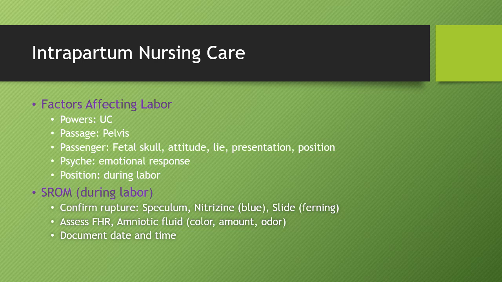The psyche is the woman's emotional response to pregnancy and childbirth, and it's impacted by things like culture, the expectations that the pregnant person has for the delivery, whether or not they have a strong support system, and the type of support they have during labor.